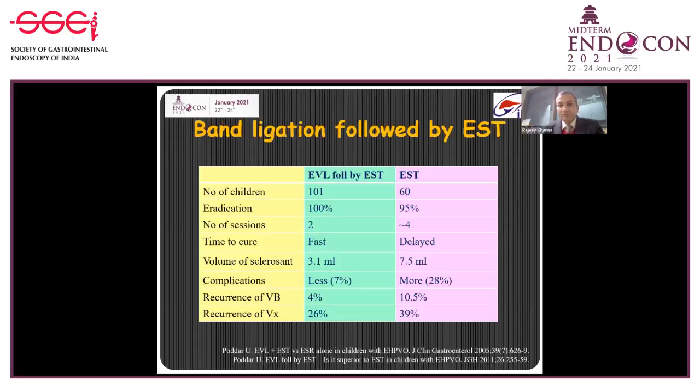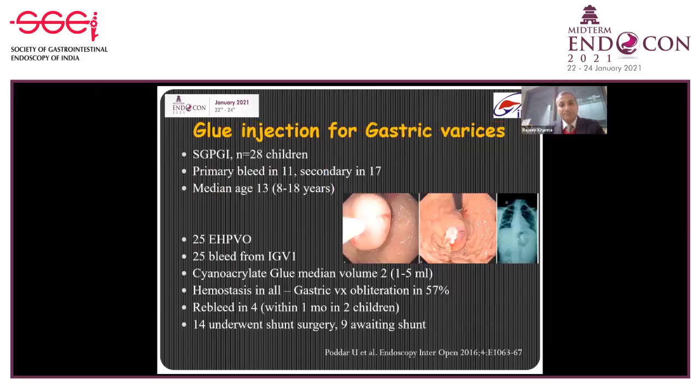So this is the protocol which we also follow, and this was published from SGPGI, where EVL is followed by EST. So EVL is done till the varices are non-bendable, and then EST is used. This leads to faster cure, fewer complications, less recurrence of varices, and less chance of recurrence of the variceal bleed. So gastric variceal bleed is rare, up to 4% of overall bleeds in children.